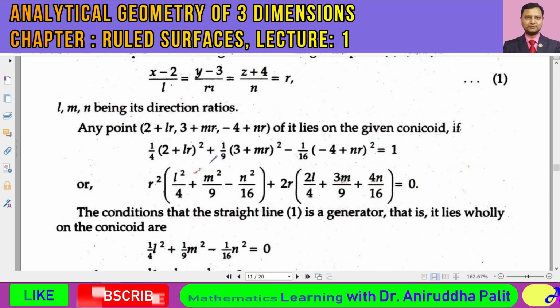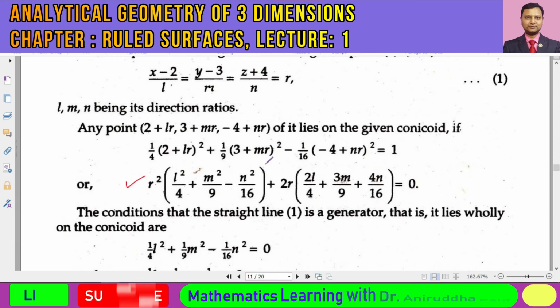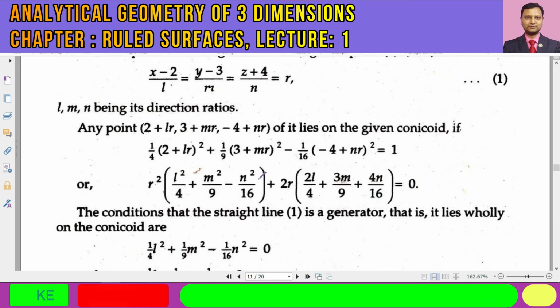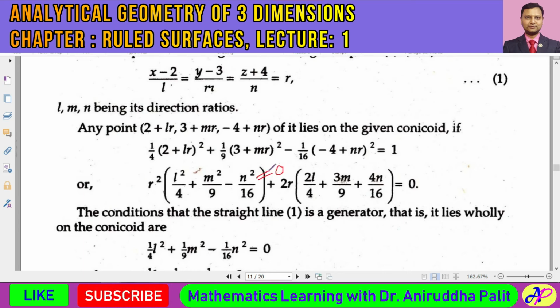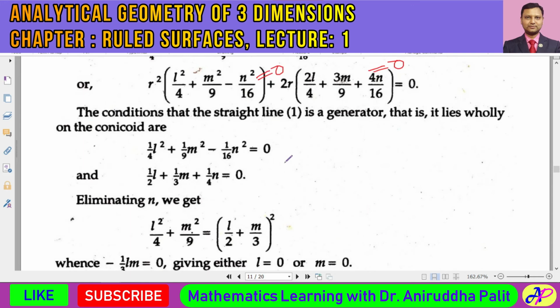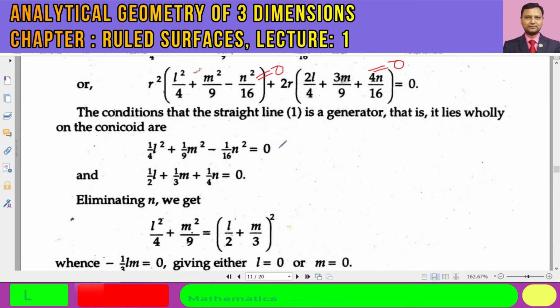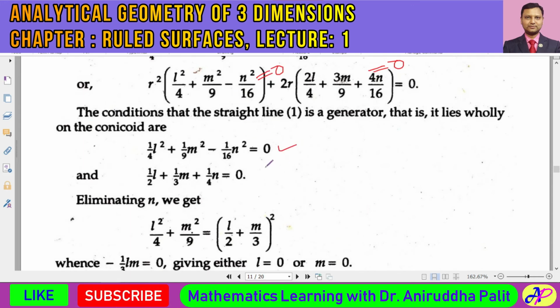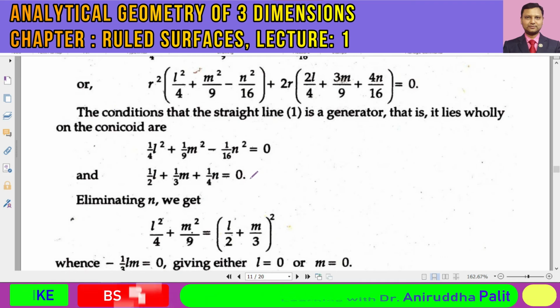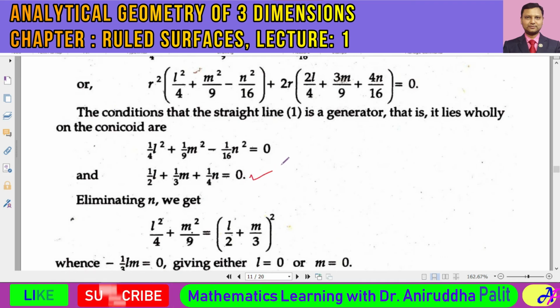Otherwise it is not possible to make the left hand side 0 for all values of r. So this expression must be equal to 0, and this factor should also be equal to 0. So we get this type of relation. This is the first coefficient equal to 0, the coefficient of r square. Similarly, the second coefficient is equal to 0, the coefficient of twice r.